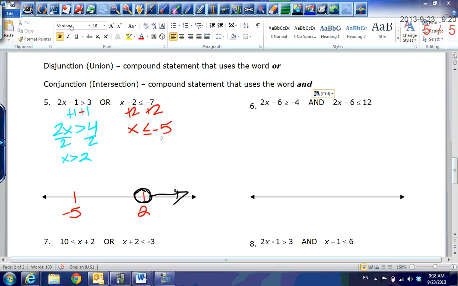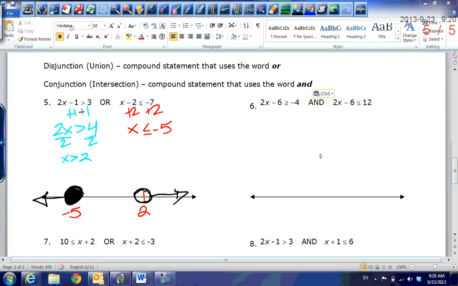When I've got less than or equal to, what does the "or equal to" mean? Closed circle, so I'm going to have a filled in dot. Would it go to the left? And then it goes to the left. Got a little carried away with the dot, sorry. So, all of our or pictures should look like this.